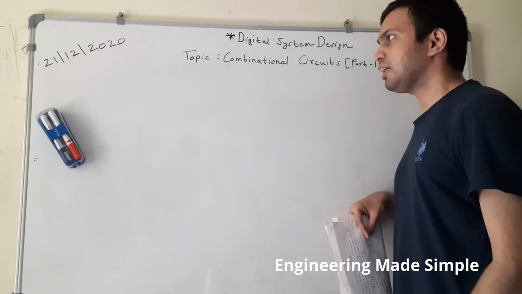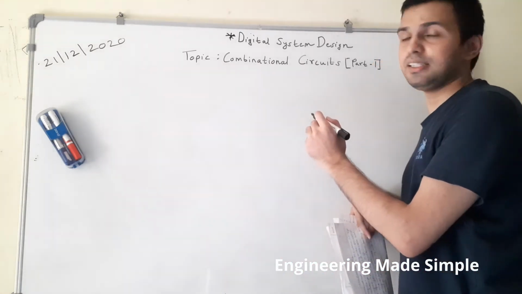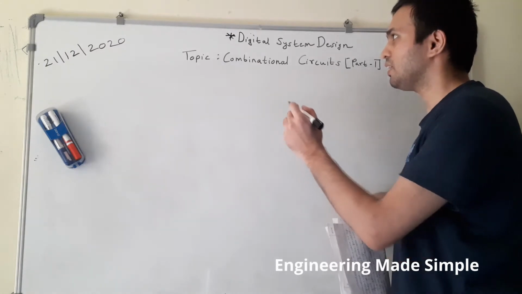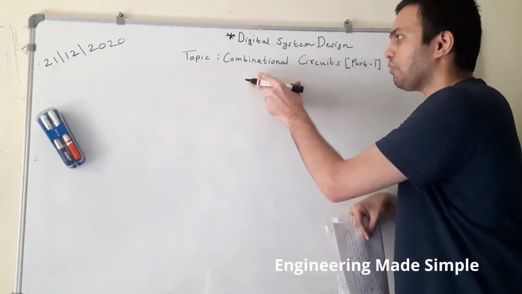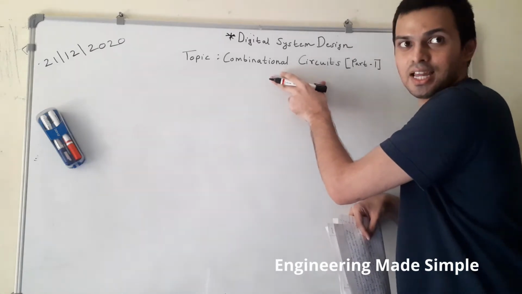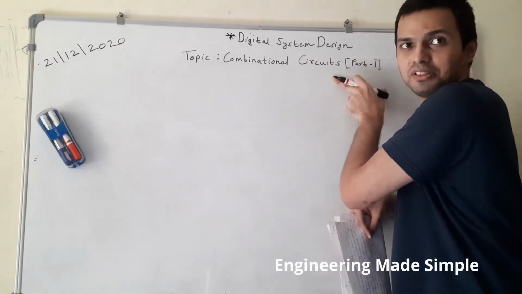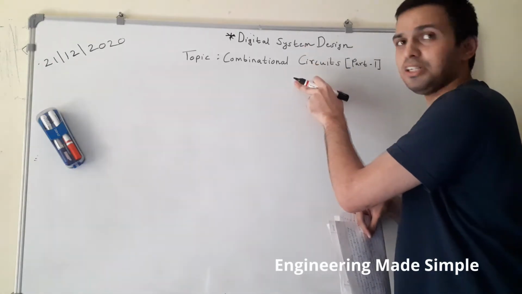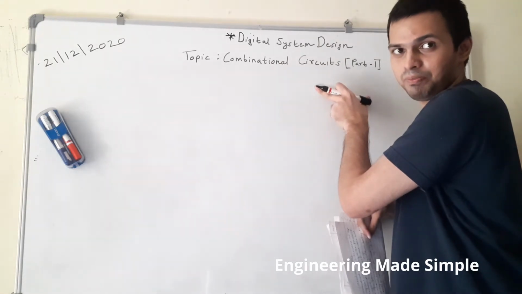Now in today's class we are going to learn about combinational circuits. This lecture is from the subject digital system design, and the topic for today is combinational circuits. As you all know, I have covered topics in parts, so this is part 1 of this lecture.